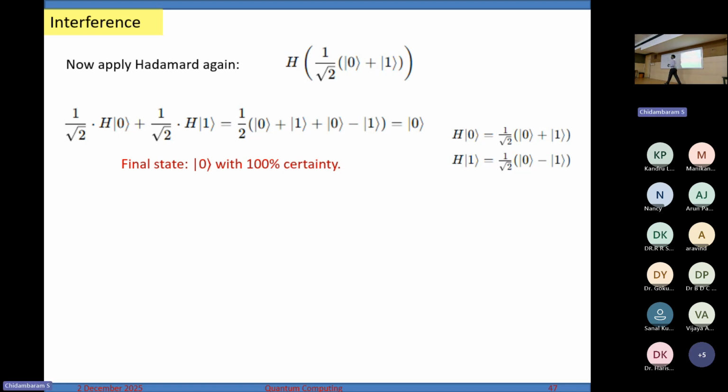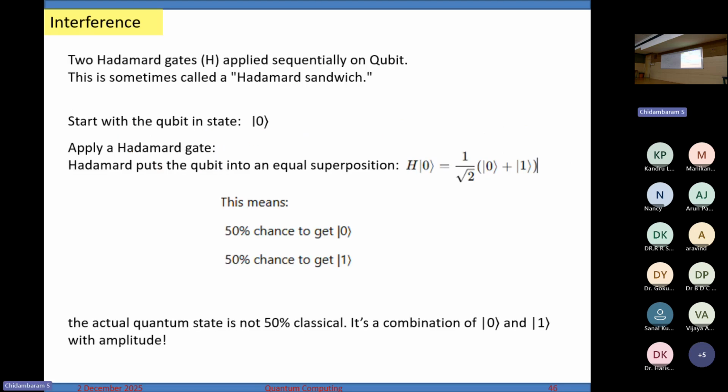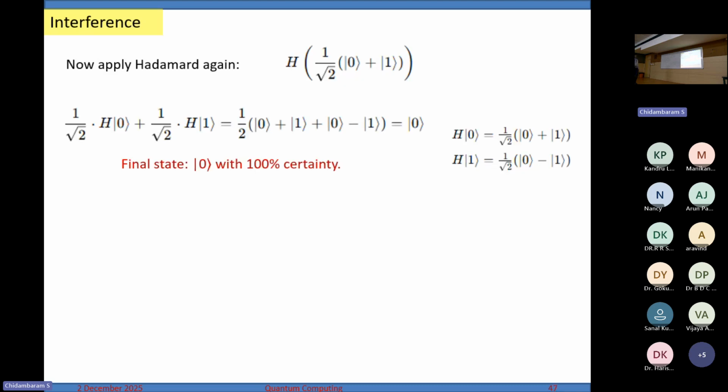So now what happens? What is the output I am getting? 1 by 2 of ket 0 plus ket 0, ket 1 minus ket 1. So the minuses get cancelled, and I am getting ket 0. What is the final state I am getting? Ket 0 with 100% probability. What happened to my 1? It gets nullified. Earlier, it was 50% 0, 50% 1. When I applied Hadamard again, I am getting ket 0 with 100% certainty.